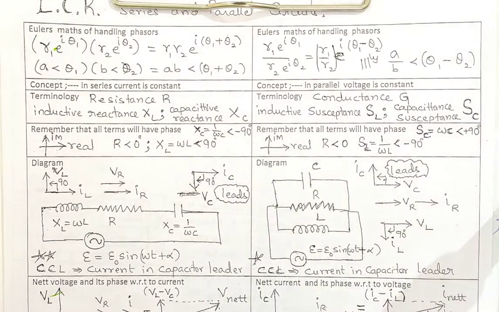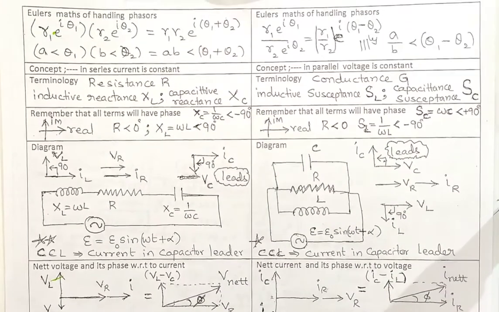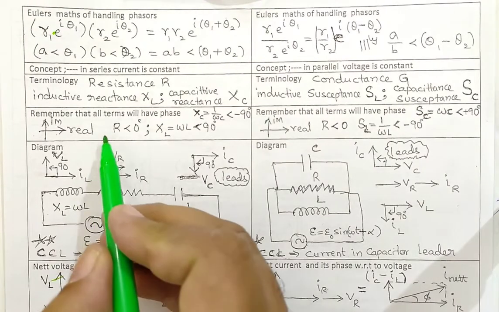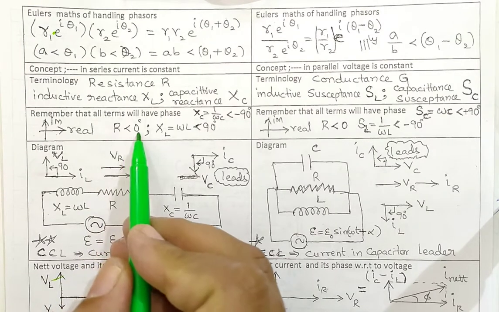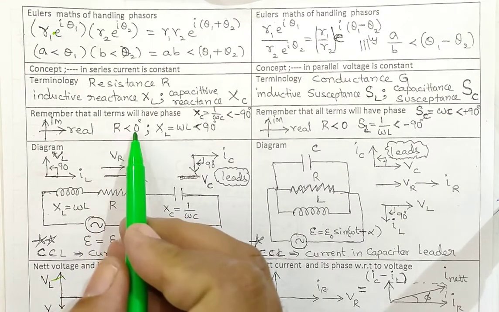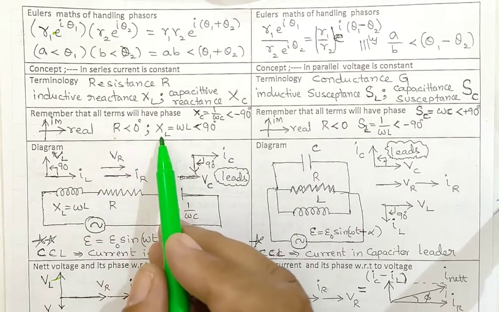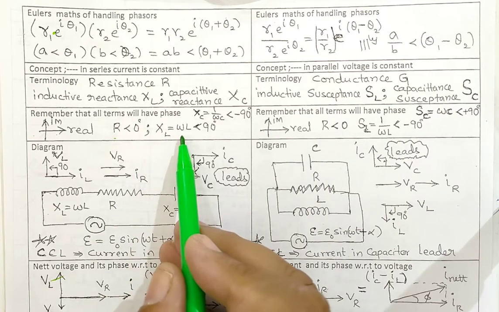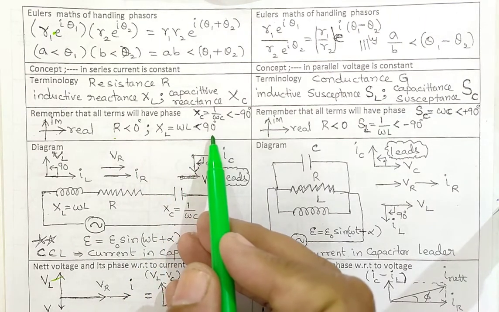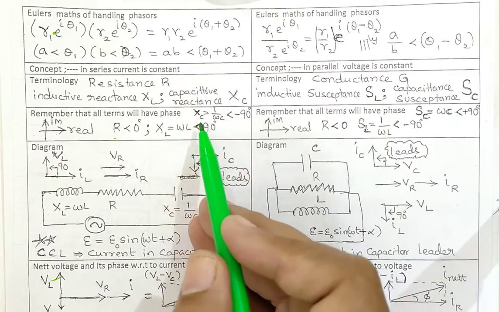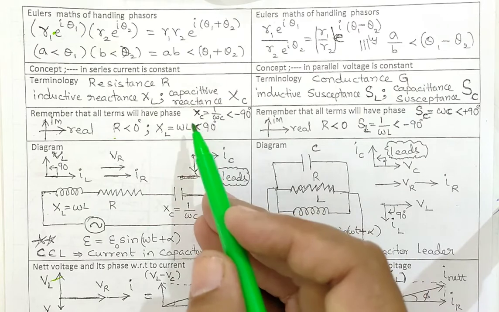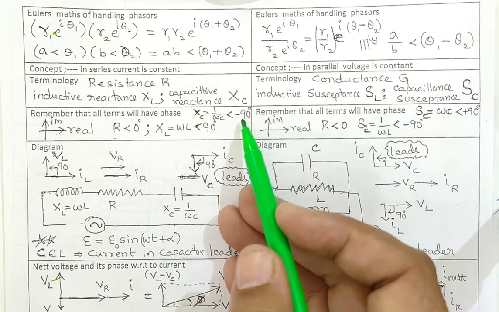Now let us remember some things by heart. Resistance has angle 0, because the phase between current and EMF is 0 in a resistor. That is the meaning of it. Inductive reactance, omega L, angle 90, means current and EMF will have a plus 90 relation between them. In a capacitor, 1 by omega C, which is called capacitive reactance, has angle minus 90.